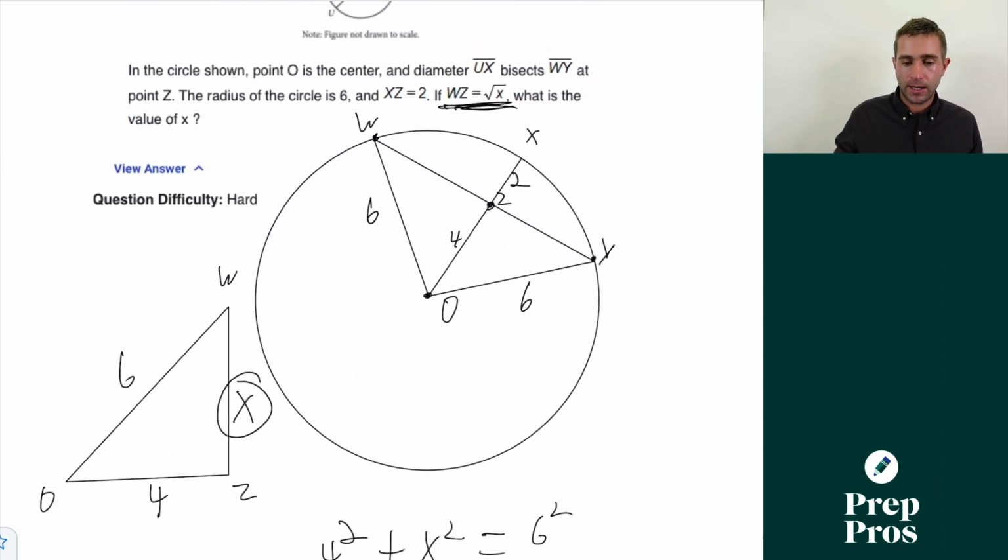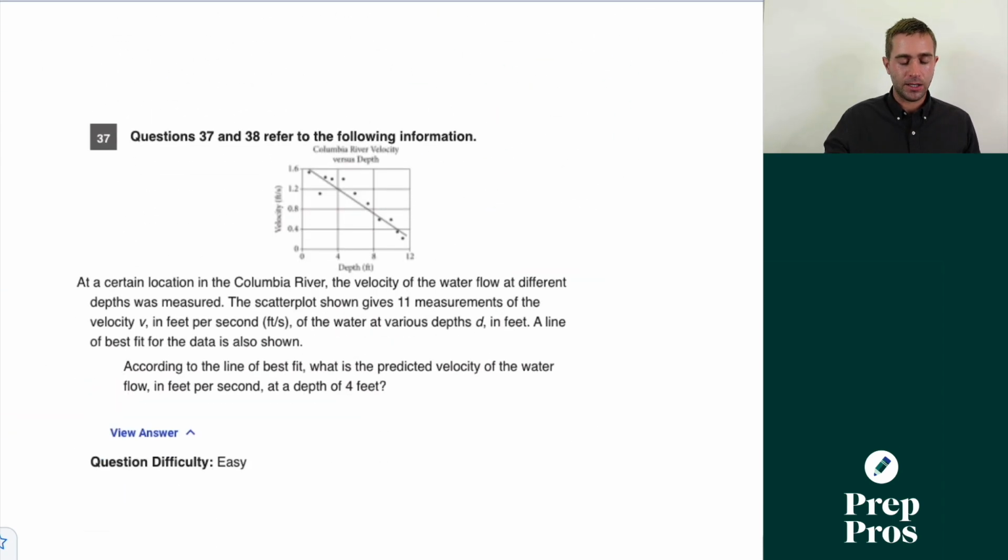Definitely a challenging question. Big takeaway from this question, though, is anytime you're looking to solve for distances, especially when you get some of these circles, look to use your radius, look to create triangles. Almost every distance question on the test starts to involve triangles, often 30, 60, 90, or 45, 45, 90 triangles.